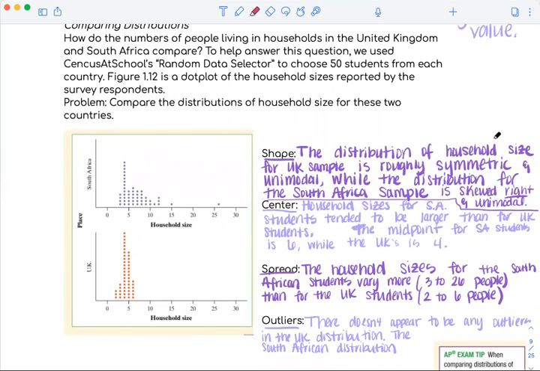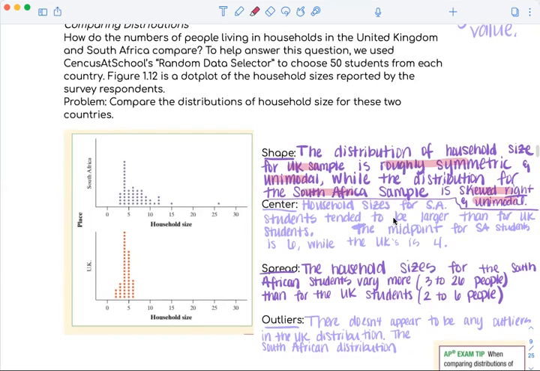Comparing the shape, the distribution of the household size in the UK sample is roughly symmetric and unimodal. So again, that means one mode, and we can see that in the distribution, while the distribution for South Africa is skewed right, and it's also unimodal. For the center, household sizes for South Africa tended to be larger than for a UK student. The midpoint for South African students in that sample was 6. So remember, the midpoint is that middle value. The UK's was 4.